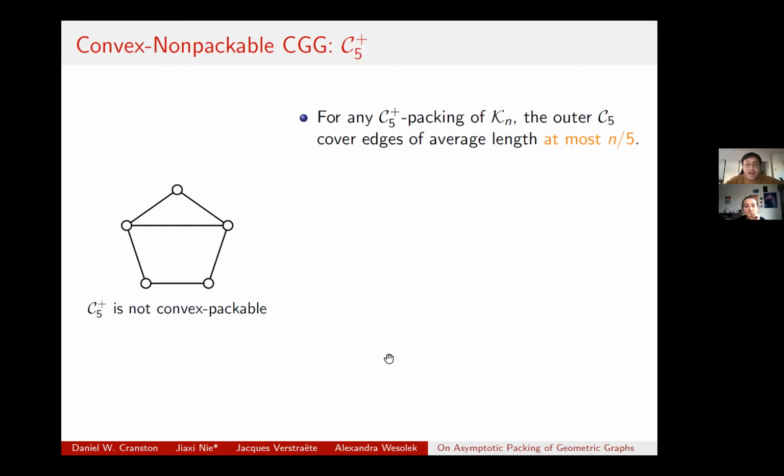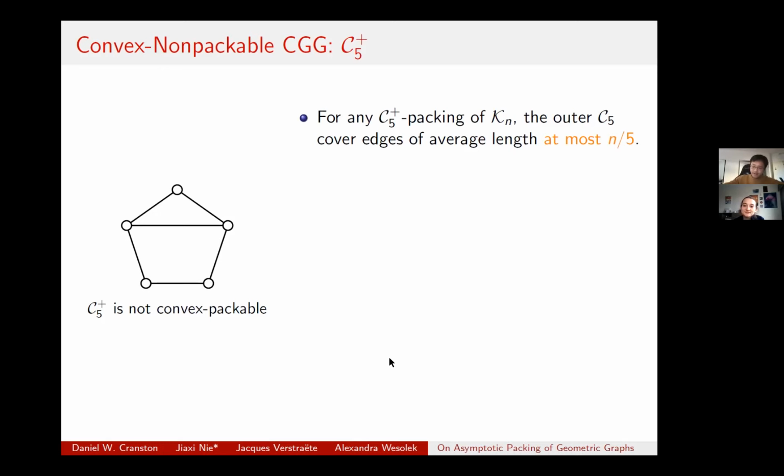First, for any, let's call this graph C5 plus. And for any C5 plus packing of Kn, if we consider the set of edges of all the outer C5, they cover edges of average length at most n over 5.